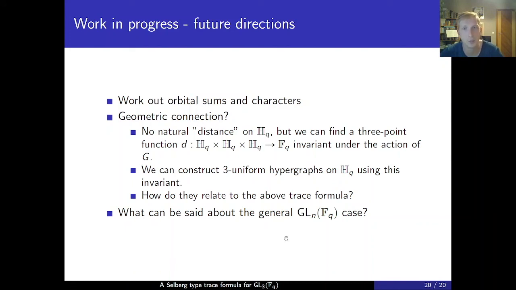And in general, it would be interesting to investigate the general GL_N(F_q) case. The above construction of the finite upper half space can be generalized, and it would be nice to see some aspects of trace formulae for those sets.